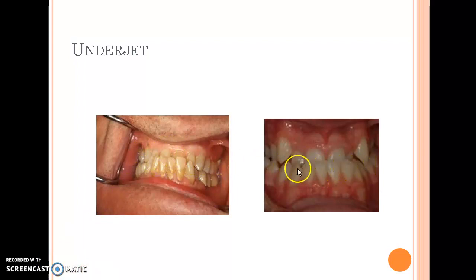This person looks like a little younger person. I can tell from the mamelons and things that are still present on the teeth. And then this person has been in this type of occlusion for a while.